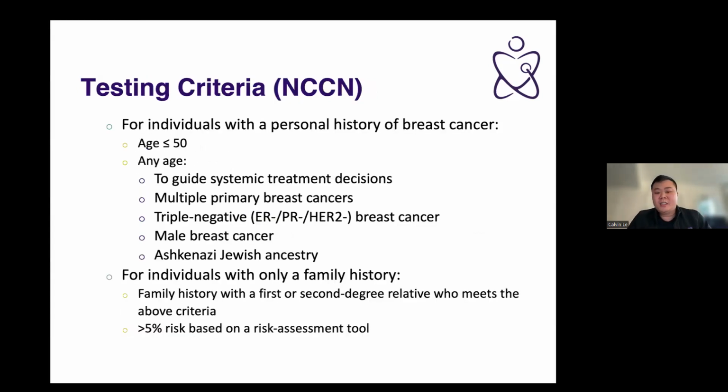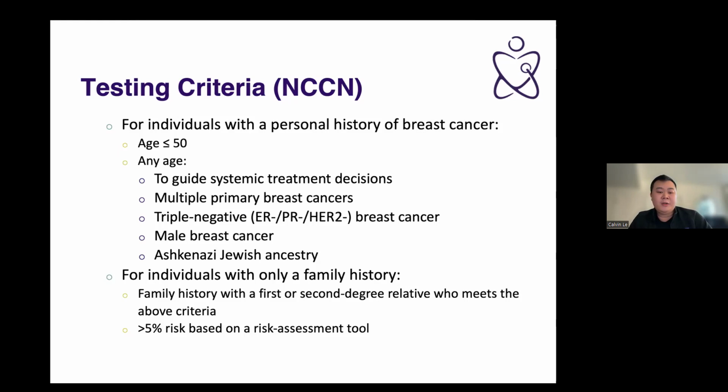We'll go over testing criteria for breast cancer syndromes from the NCCN. They divide these folks into two broad categories: folks with a personal history of breast cancer, and folks with only a family history of breast cancer. For individuals with a personal history of breast cancer, you should offer testing to all folks who are diagnosed at an age less than 50.